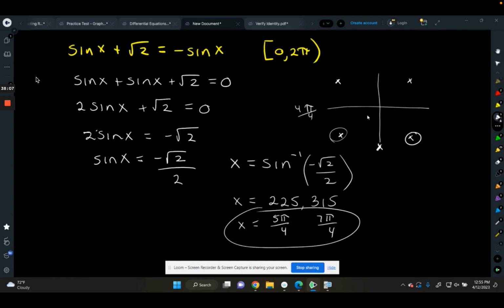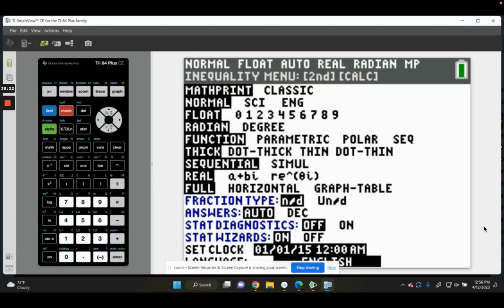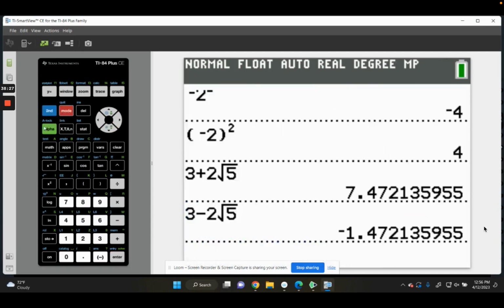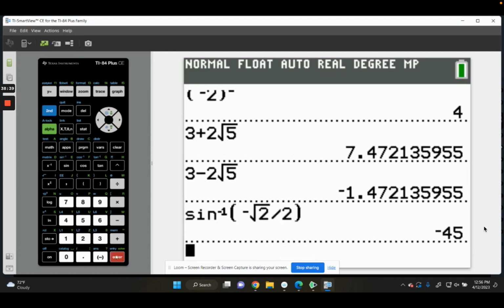Okay. Now, if we do this on our calculator, it can help us, but we have to be careful. It's going to give us a weird answer. I think it's actually going to give us negative 45 as an answer. But let's check it out, right? I'm going to put myself back in degrees. Okay. So I'm going to do inverse sine of negative root 2 over 2. Okay, and sure enough, that gives me negative 45 as an answer.